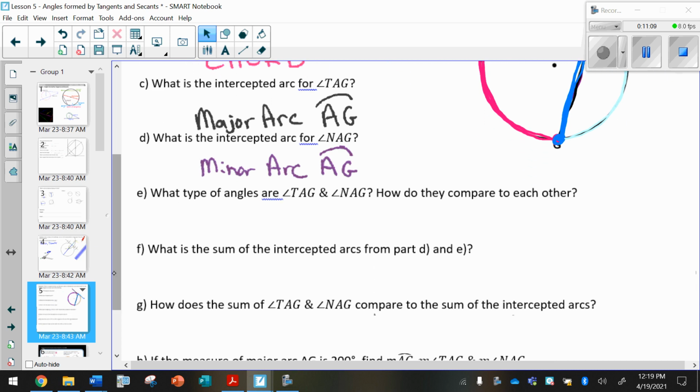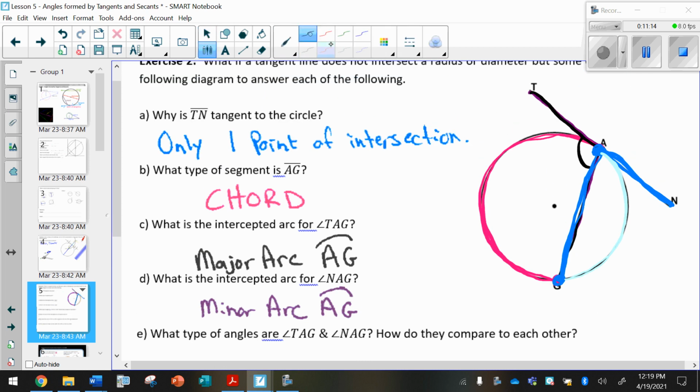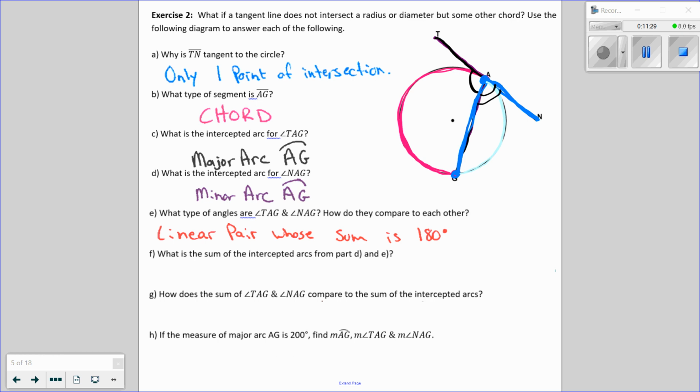All right, what types of angles are TAG and NAG? How do they compare to each other? Well, TAG and NAG form a linear pair, and we all know that linear pairs have a sum of 180 degrees. What about the intercepted arcs? Well, major arc AG and minor arc AG would add up to be the full circle, which means those 2 arcs should add up to be 360.